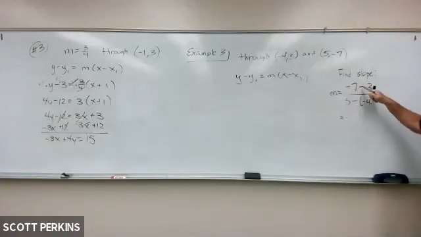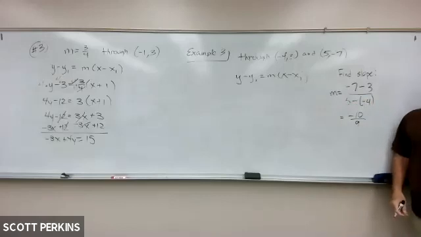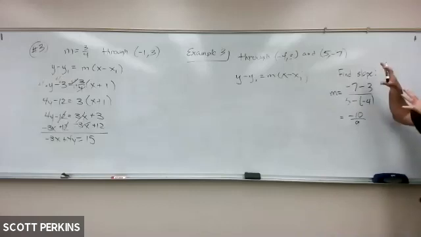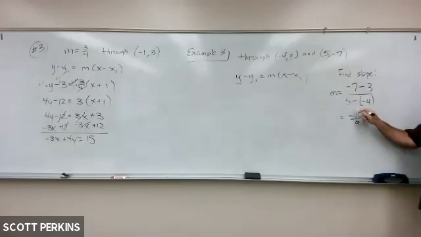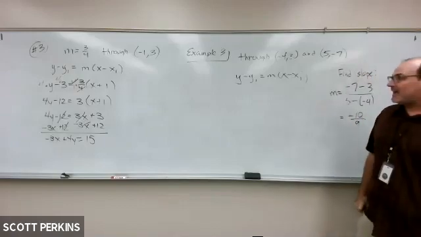So -7 minus 3, that's -10. 5 minus -4, that's 5 plus 4, that's 9. There's my slope. That's the extra step. You can do this problem right here. It's probably the hardest problem, in my opinion, that we go through in this whole first unit. You've got to remember a whole bunch of things. So now I've got my slope. I've got 2 points.